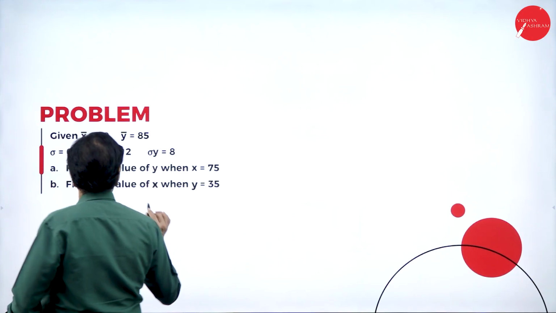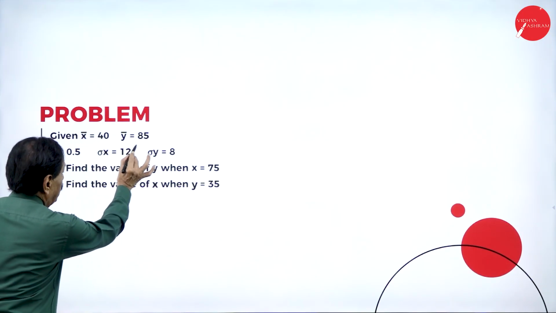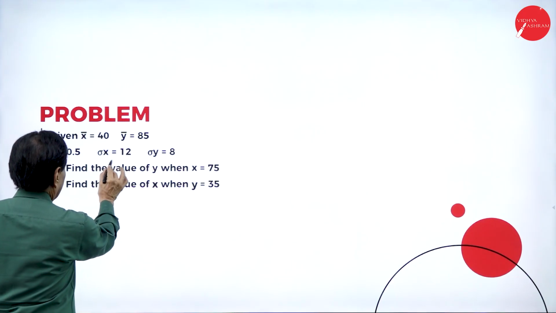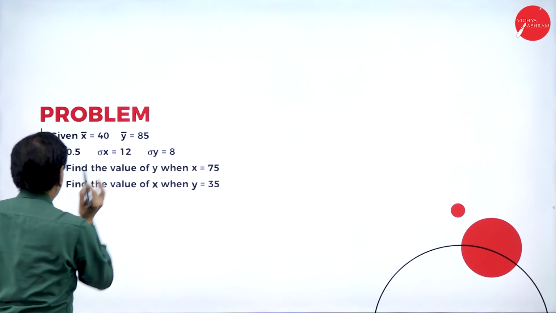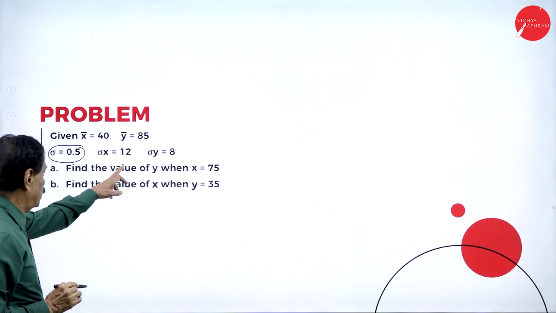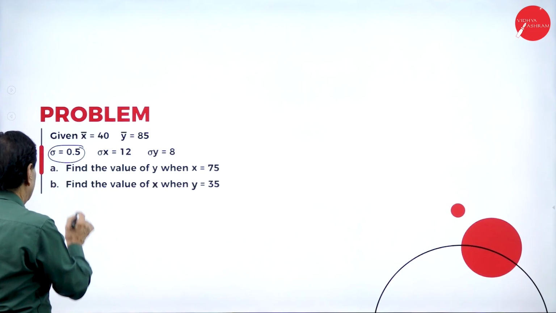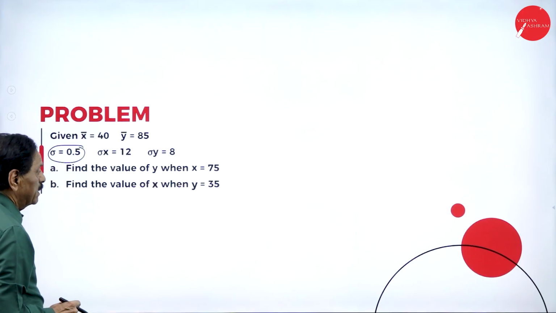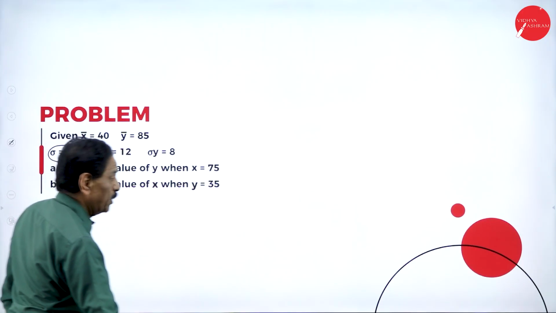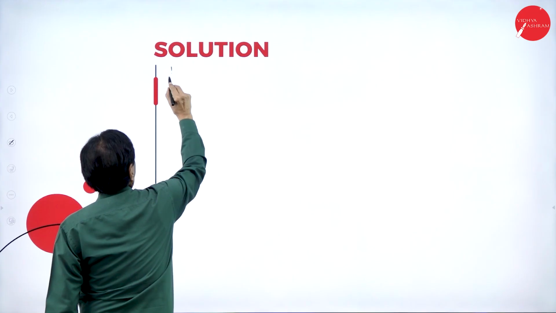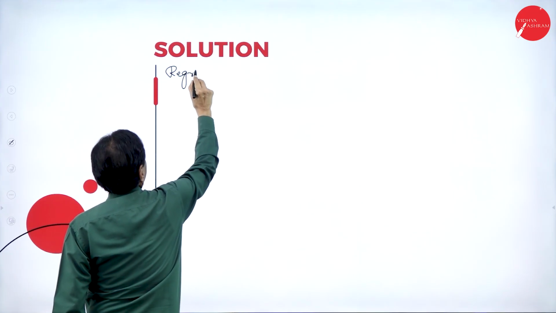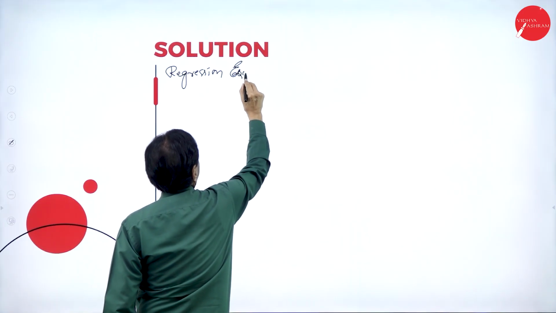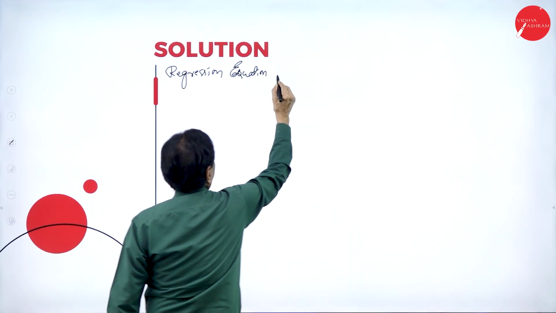For the given equation, x mean is 40, y mean is 85, standard deviation x is 12, standard deviation y is 8. Find the value of y when x is 75. Find the value of x when y is 35. Not necessary, so we'll move on. Regression equation x on y.